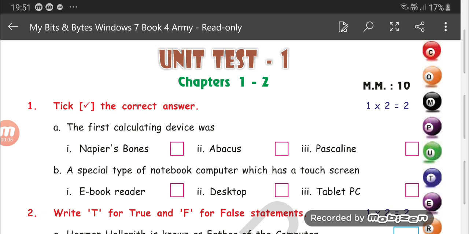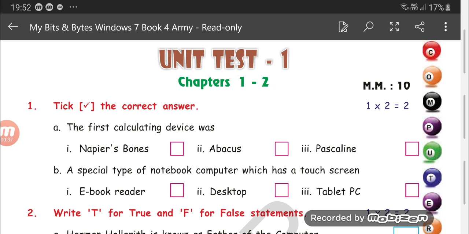So till now we have finished chapter number 1, 2, 3 and 4. Today we will be doing unit test 1 for chapters 1 and 2 and unit test 2 for chapters 3 and 4. You will be doing this in your book if you have the book, or else in your notebooks if you do not have the books. Let's start with unit test 1.